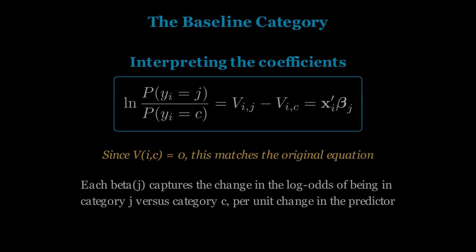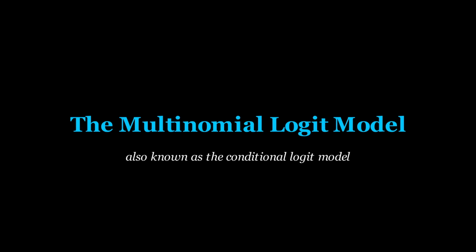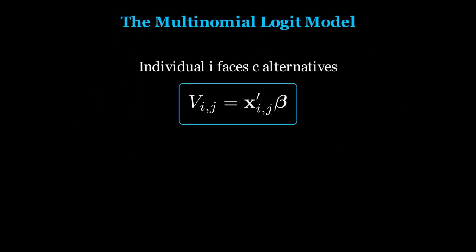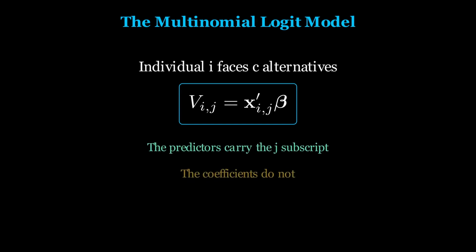The generalized Logit model is actually a special case of a broader model, the multinomial Logit model, also known as the conditional Logit model. Consider a choice scenario where an individual i faces C alternatives. We let xij be a vector of explanatory variables specific to the jth alternative, and beta be a vector of parameters that does not depend on j. Look carefully at where the j subscript sits. Here, it's on the predictors, not on the coefficients. The explanatory variables change from alternative to alternative, but a single beta applies across all of them.